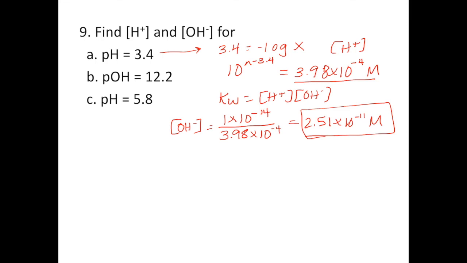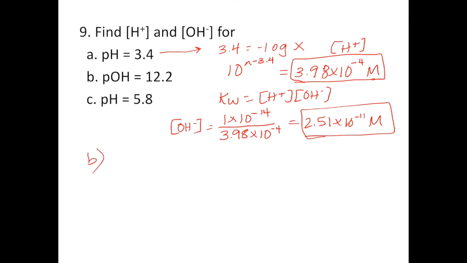Okay, so that's my OH- concentration right here, and I found it just by using my Kw equation. Okay, so I look at my concentrations. My pH is low, so I should have a lot more acid than base, and I do. My base concentration is really low.